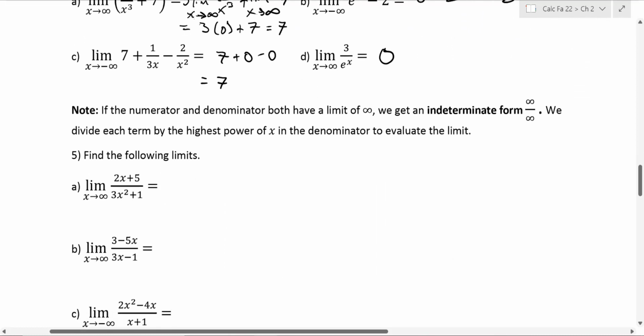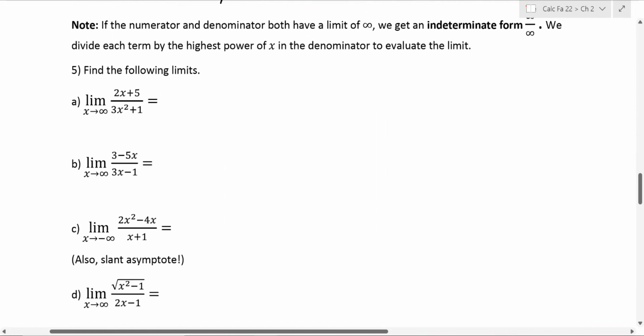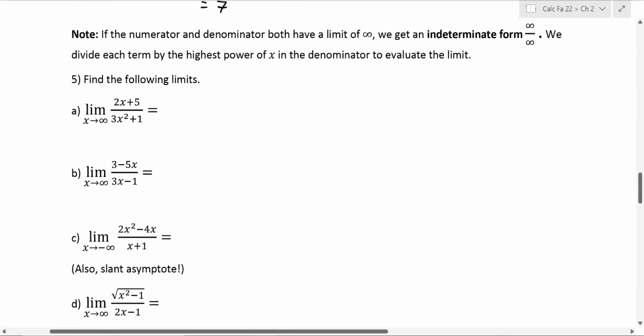Right, so it's kind of what we're using throughout this whole section. We do have another indeterminate form. If the numerator and denominator both have a limit of infinity, we get an indeterminate form, infinity over infinity. Doesn't matter if it's positive or negative, but just some form of infinity over infinity. We divide each term by the highest power of x in the denominator to evaluate the limit.